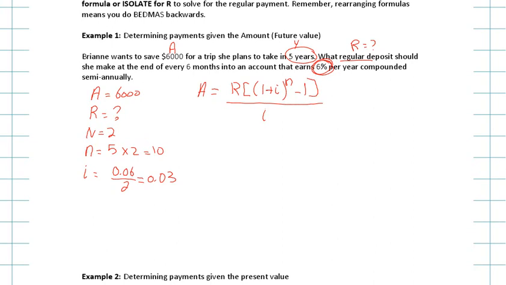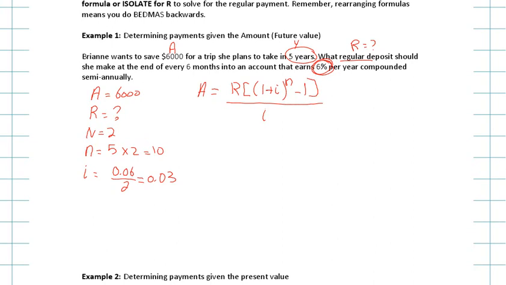Remember that I am looking for R. I don't know what R is, right? So I have to isolate for it. How would I do that? Reverse BEDMAS, right? Now with reverse BEDMAS, you see that this is a big formula, but technically it is not. First of all, I want to get rid of that division. So I bring it over, and it becomes a multiplication.